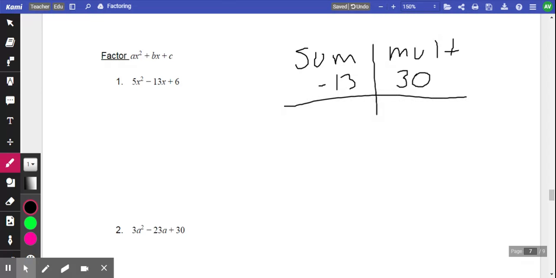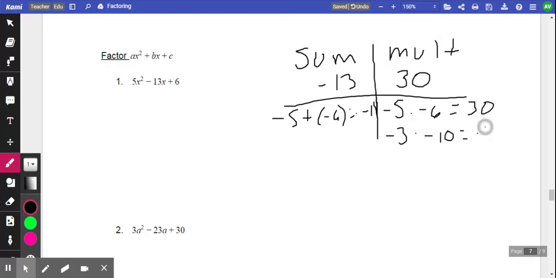All right, so let's think about what are some numbers that could multiply to give us 30. 5 times 6 would work, right? And since this is positive and this one's negative, the numbers should be negative. So -5 times -6 equals positive 30, but if I add them, I just get -11. So you need to try another number. What else goes into 30? Well, 3 and 10 do. Let's try that. -3 times -10 is indeed positive 30, and -3 plus -10 is -13. So there we go, we have it.